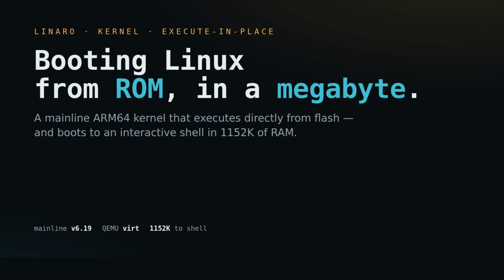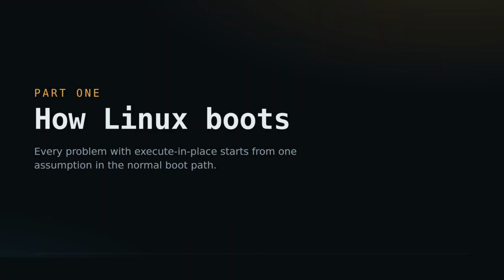This is the story of Execute in Place on ARM64. We booted a mainline Linux kernel directly from flash memory. It runs in just over 1 megabyte of RAM. To understand the problem, it helps to see how an ordinary ARM64 kernel boots.